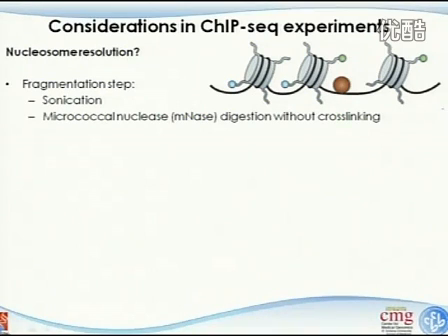Next consideration will be the nucleosome resolution. We remember that when we do the ChIP-seq experiment, the first step is cross-linking, meaning if a protein binds there, make it stay bound there. The second step is the shearing, to break the DNA into smaller pieces. This is what we call the fragmentation step. There are 2 possible ways that you can break the DNA into smaller pieces.